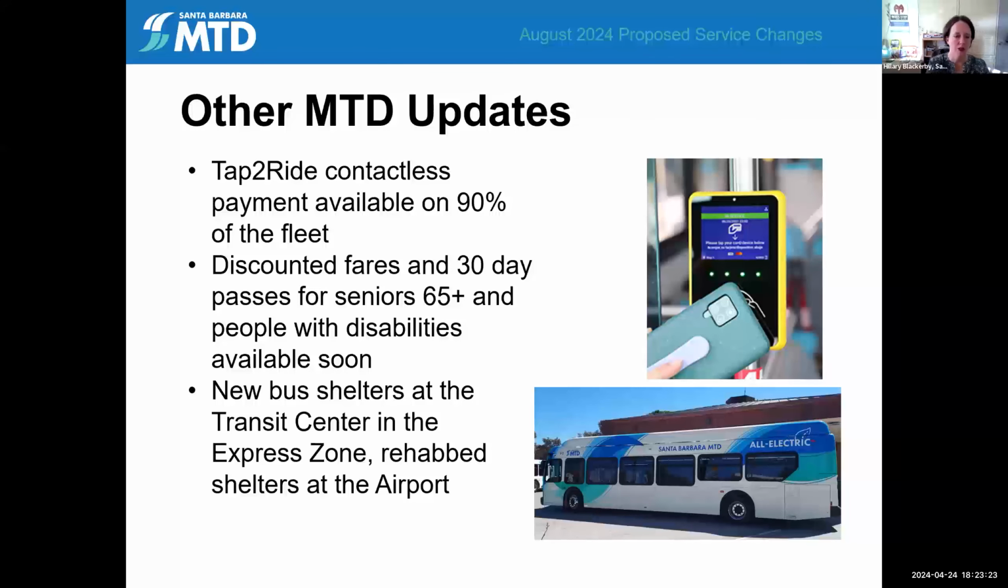Lastly, we just installed about 2 weeks ago new bus shelters at the transit center in our express zone. So where the 12X and 24X pick up. There's 3 big shelters there. Nice way to escape the elements. And we're also rehabbing bus shelters at the airport. And the city of Santa Barbara is going to be later this year installing a crosswalk between those bus stops, which is great. Right now you have to run across the street. Yeah, so obviously a crosswalk is better. So we're excited to see that, but we wanted to get the shelters spruced up. We're also rehabbing one that's on Hollister near the Page Youth Center.